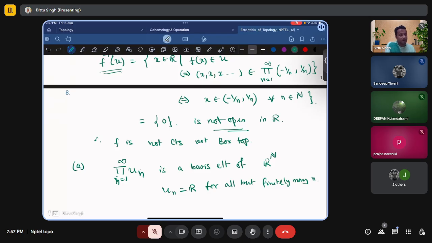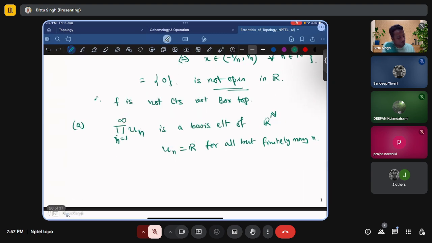So except some finite number of n's, all those un's are r. Now what about f inverse of un, f inverse of this product? I have chosen a basis element. We can prove the continuity in terms of basis. For f inverse of a basis element, we need to see whether it is open or not. Okay, that is enough. Can you see that this is open?